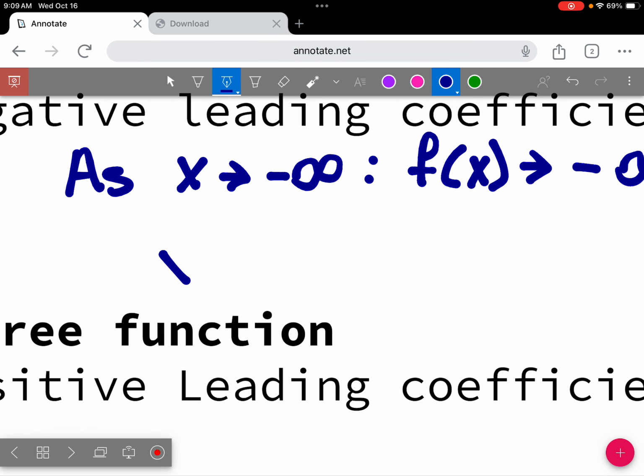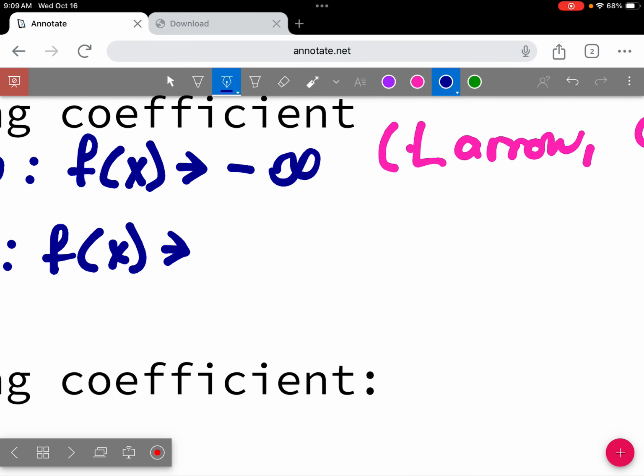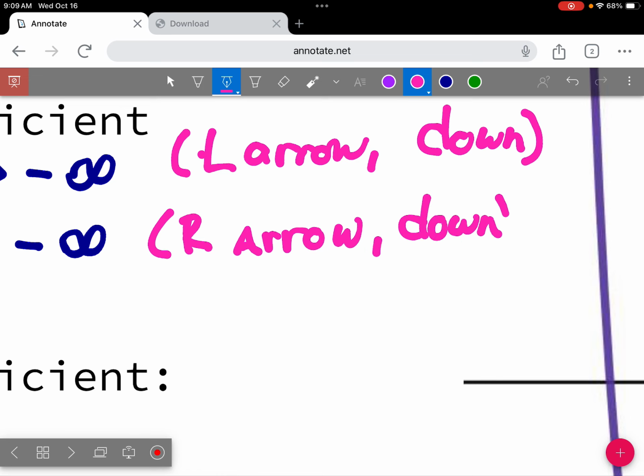And we're going to write the other arrow down. As x approaches positive infinity, our f of x approaches, they're both pointing down, so this one's also going to be negative infinity. That's my right arrow down. So when we're looking at even degree functions, sometimes it helps to think about a parabola. We're very much comfortable with parabolas, whether it's a positive happy face parabola or a negative frowny face parabola. Pretty good with those.